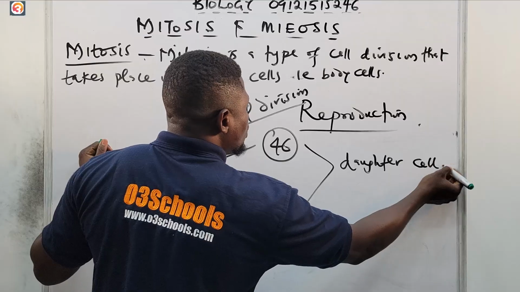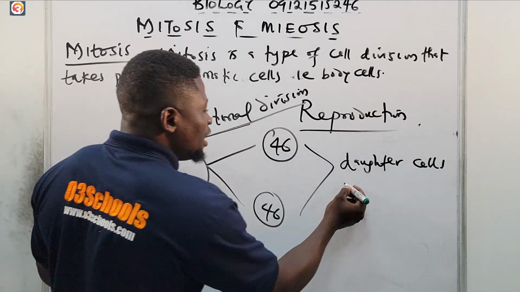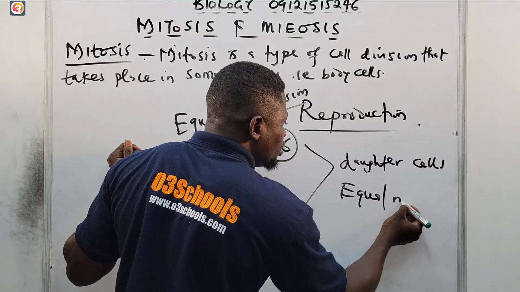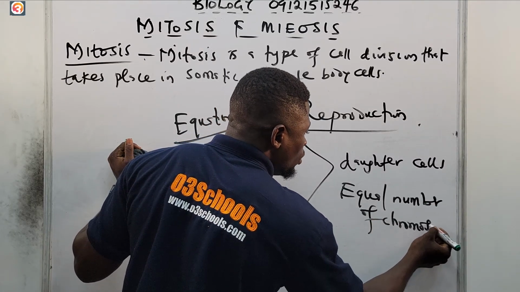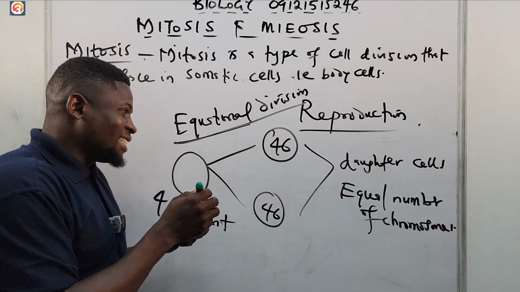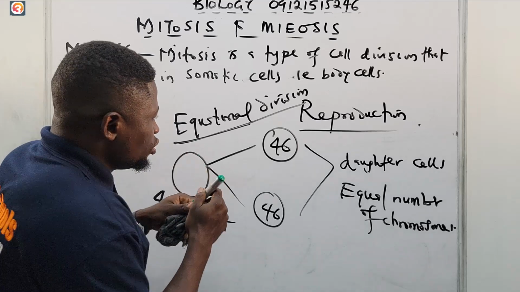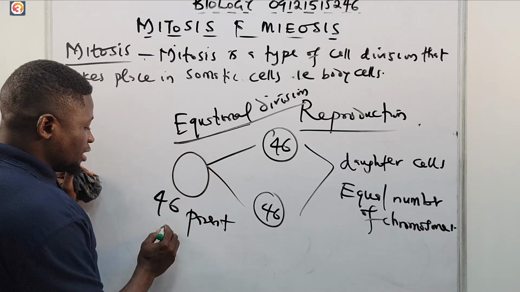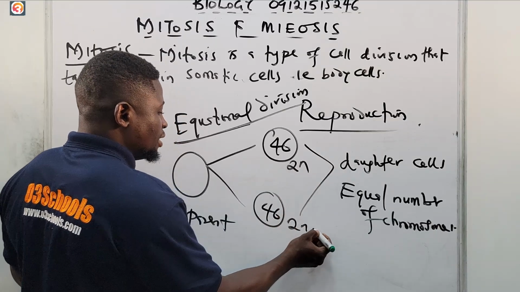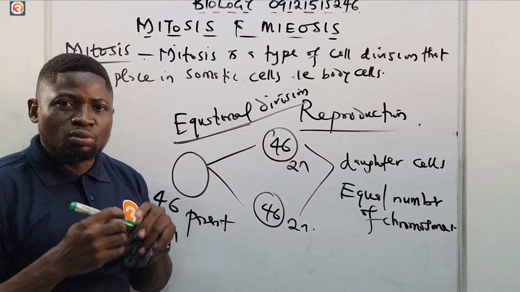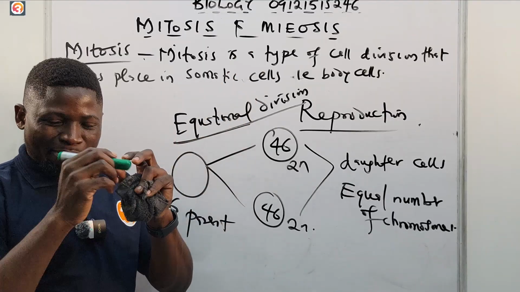So the parent cell and the daughter cells have equal number of chromosomes, that's why it's equational. This is 46 for the parent, 2n, it is diploid. Then even the daughter cell is 2n, and the second daughter cell is also 2n. So mitosis occurs in somatic cells as we have established.